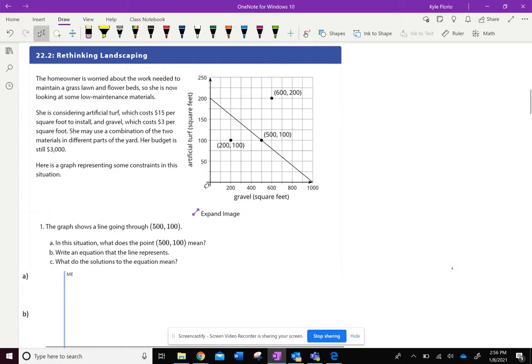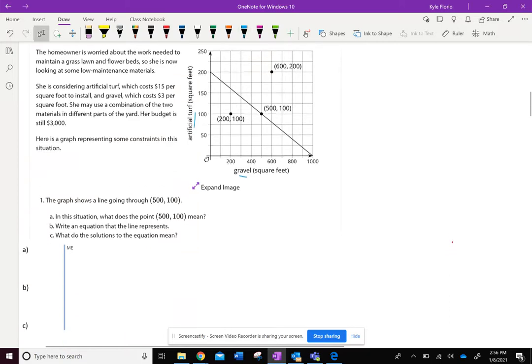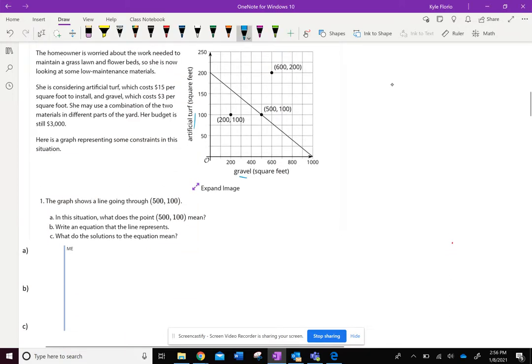She used a combination of these materials, and her budget is $3,000. Here's a graph of some of the constraints of the situation. This line represents the amount of gravel and artificial turf she can have for $3,000. So here we see that the graph shows a line going through 500, comma 100. In this situation, what does it mean?